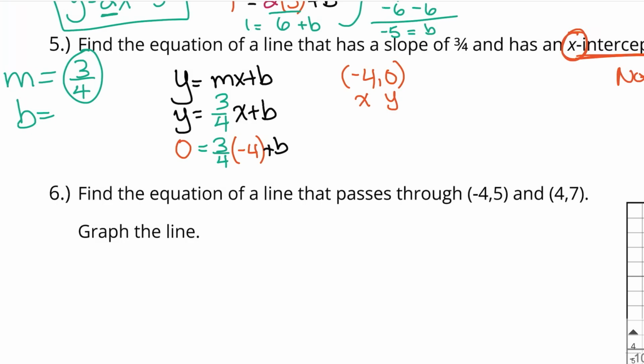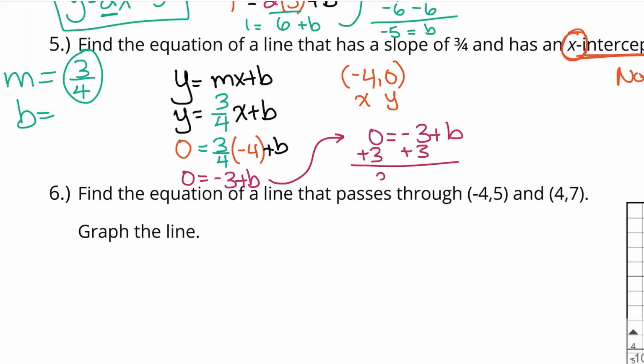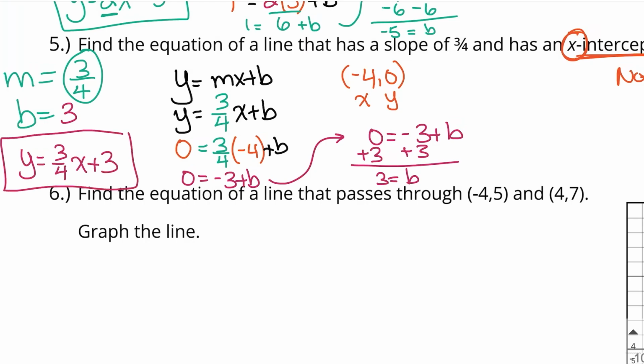So now all I need to do is actually multiply these guys together. So 3/4 times -4 would give me -3. So 0 equals -3 plus b. I'm going to bring this up here just because I'm running out of room. And then to get the b alone, I would add the 3, so b is 3. So right here, b equals 3. So then we can just say y equals 3/4x plus 3, and that is going to be my final answer here.